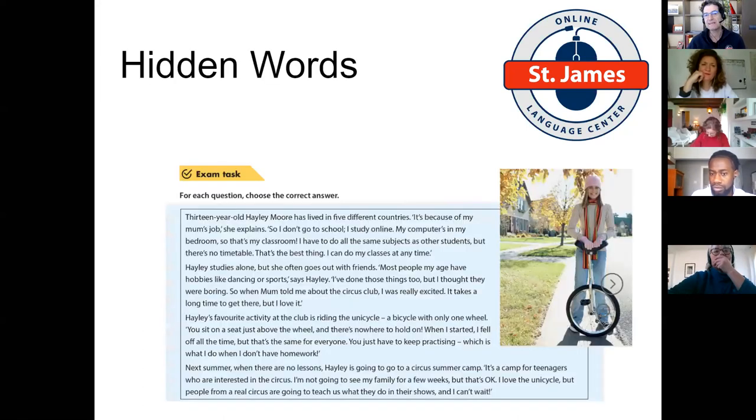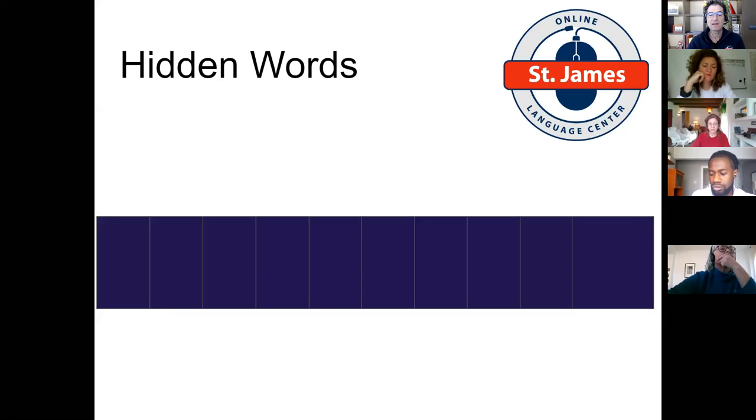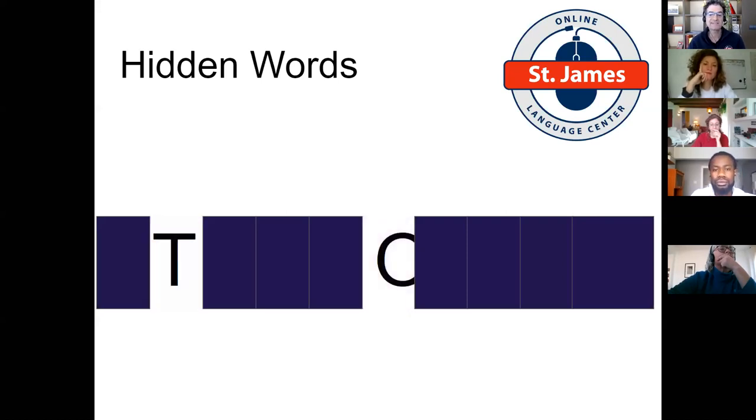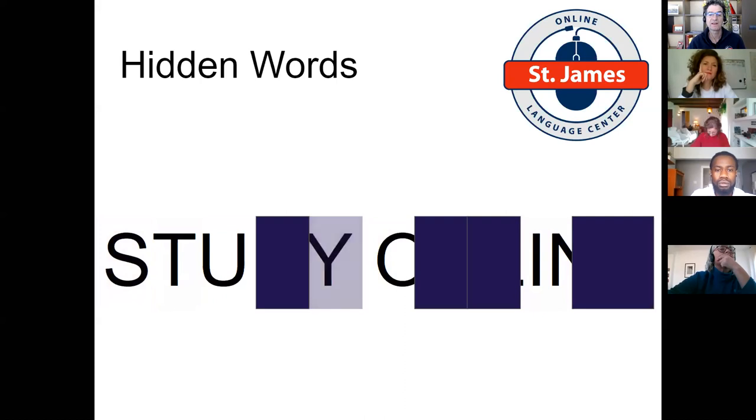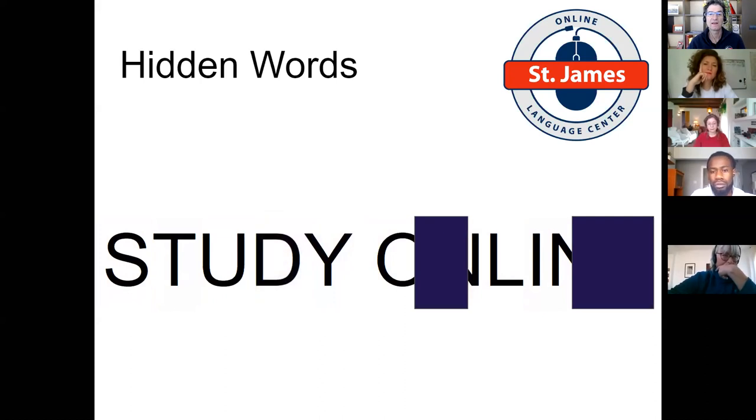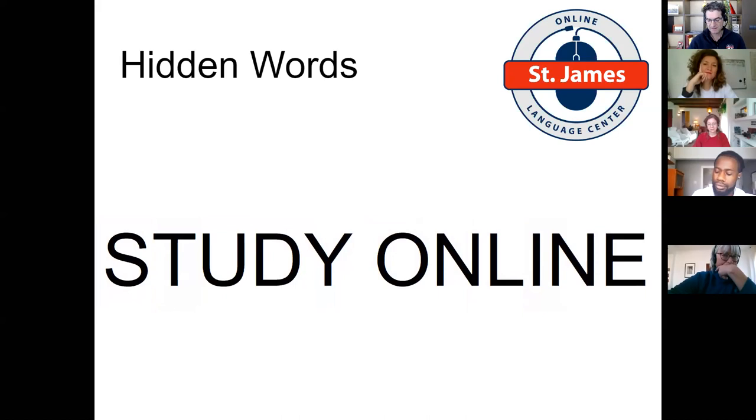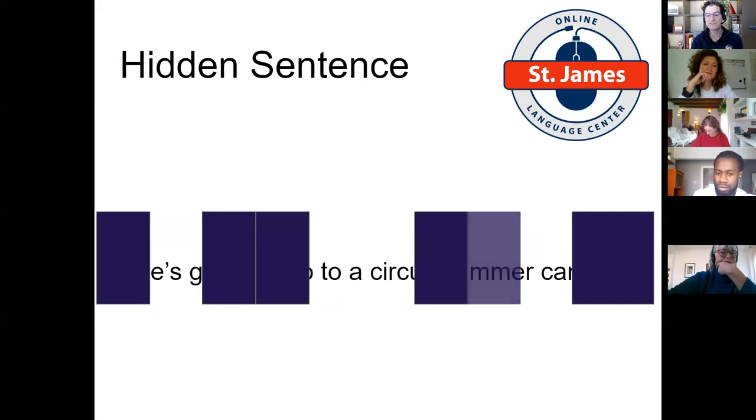I've done this reading with my teenagers like last week or a few days ago. What I did was I chose some key words and I hid them, and they had to guess the hidden words. Again, in a simple way. Can anybody think? Yes, this reading was about a girl who was studying online. So studying online was a major piece of information. And then I had another one, and again, the students had to guess.